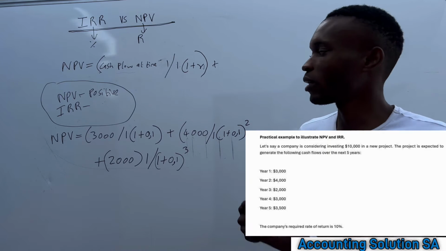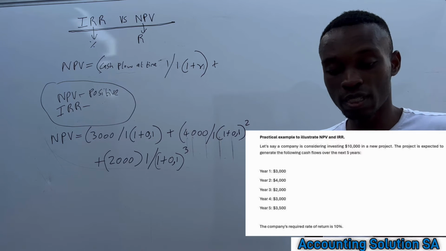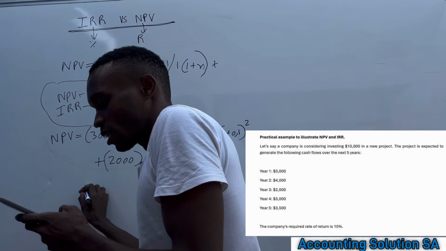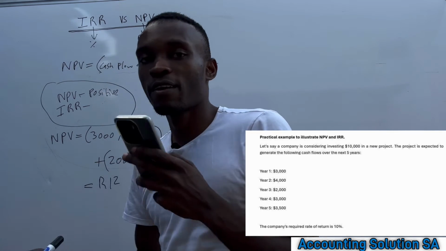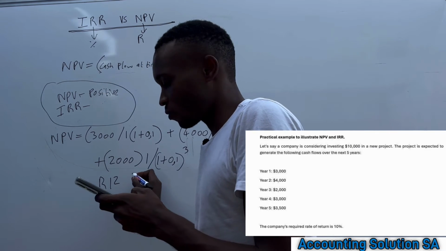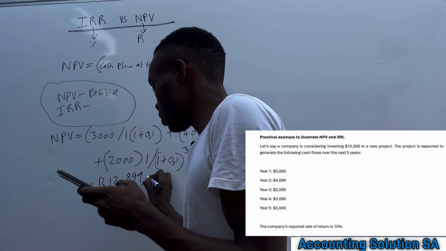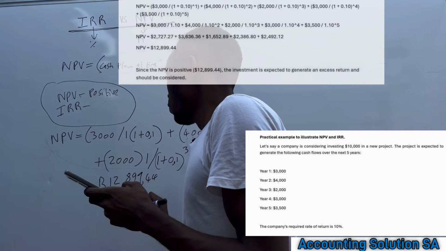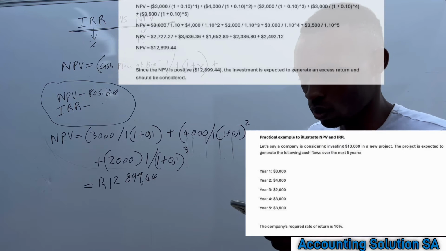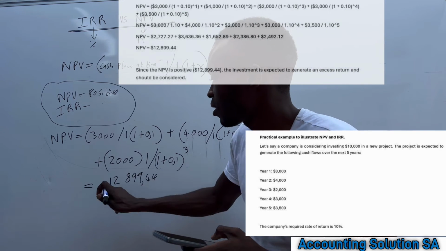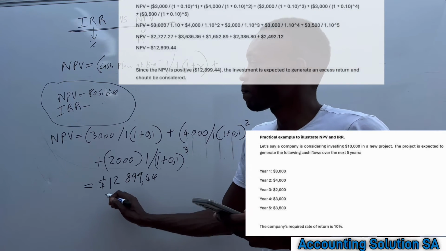So when you go to year 4, you're going to do it like that. If you do all this calculation, you must add until year 5. Then you will get an amount of 12,899.44. I'm going to show the calculation on the screen as well. You can use dollar or rand, it's fine. So this is our net present value.